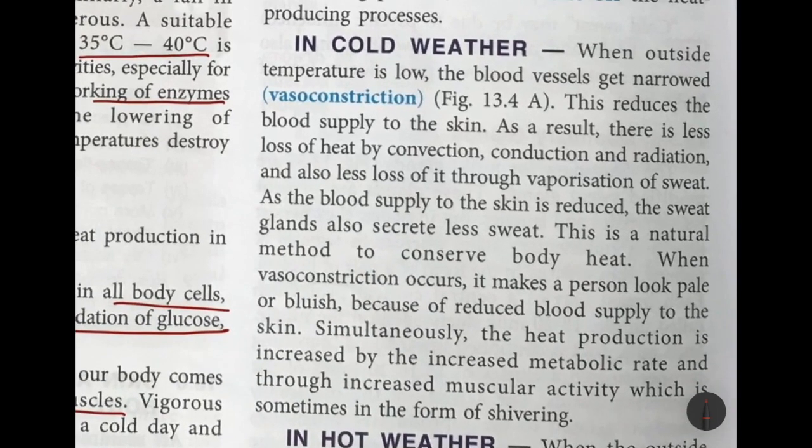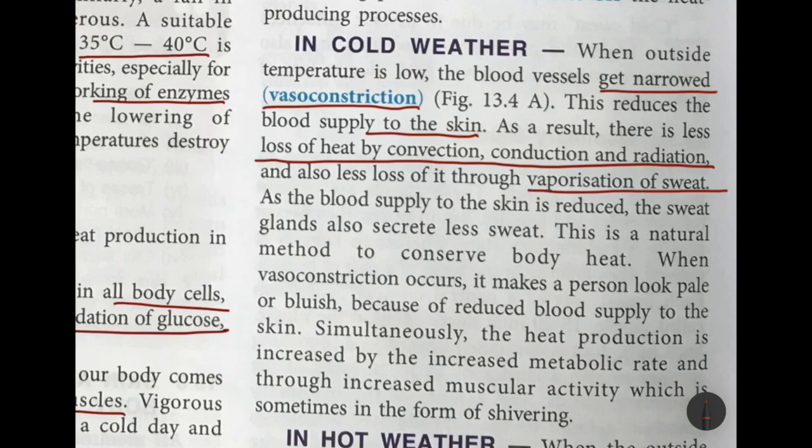Now what happens in cold weather? When the temperature is very low outside, the blood vessels get narrowed. Okay, it becomes narrow, which is known as vasoconstriction. So what happens as a result? The blood supply to the skin gets reduced, and then there is less loss of heat by convection, conduction, and radiation. So if there is less blood coming to the surface of the skin, there is less loss of heat, and also less loss through vaporization of sweat. Sweat will also not be lost.